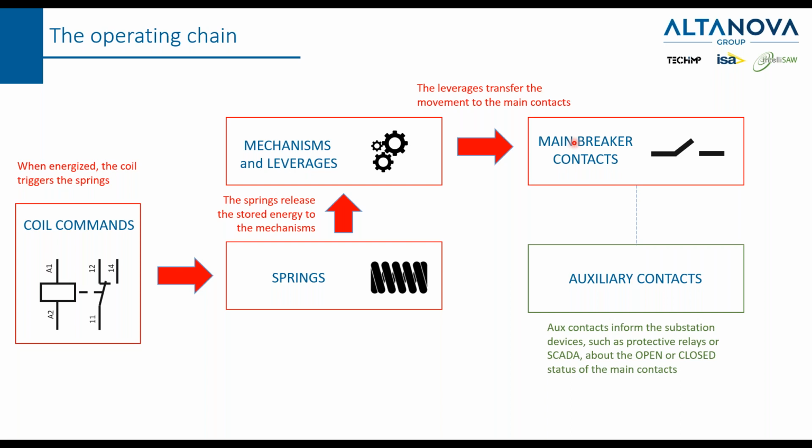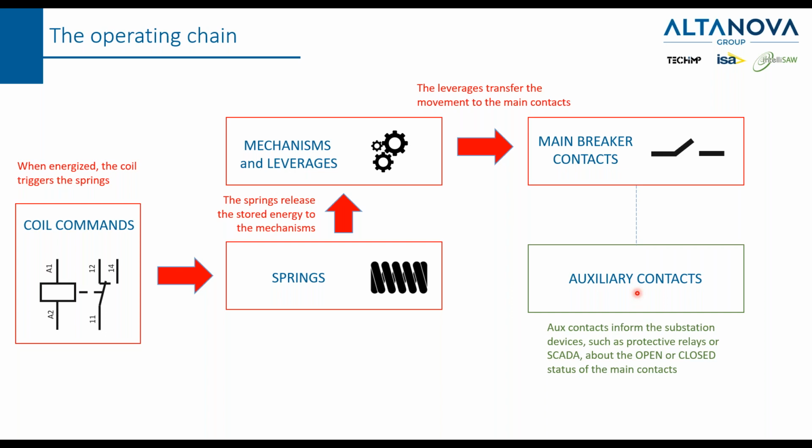After that, we also have to remember that I cannot be informed about the main contact if I don't use some auxiliary contacts that repeat the status of the main contact, because I cannot have a look inside the main contact. I have no possibility to understand unless there is a device that is repeating that information. This is not less important, because this information is used by devices in substations, such as relays or SCADA.